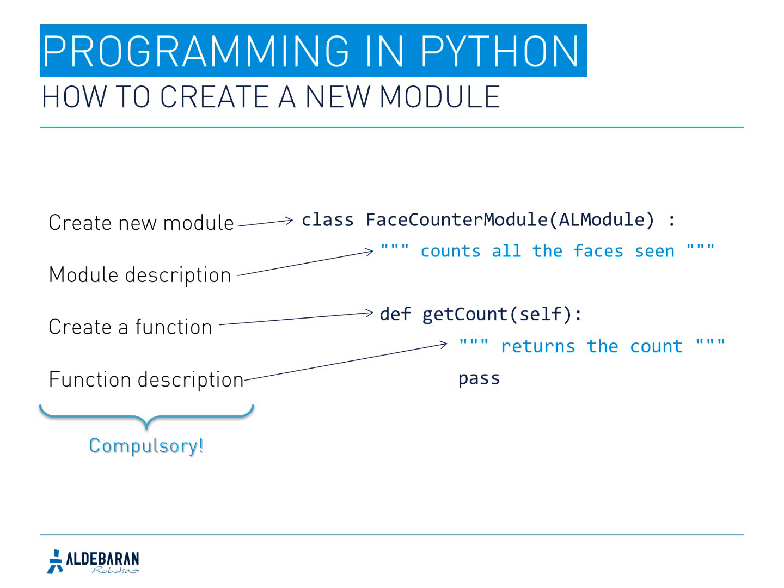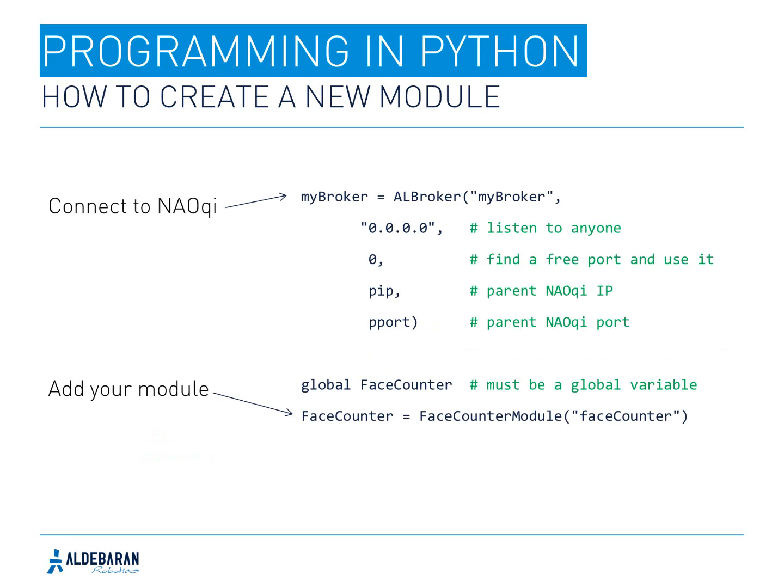Once this is done, then we have a class with a simple function that we have to instantiate and give to NAO. Here is how we do it. We create what we call a broker that will be the link between this new class and NAO. So we have to provide the IP address of the parent NAO. Then instantiate the class. Here I'm creating a variable called faceCounter. Then we give this new object to NAO by providing the name, here faceCounter.